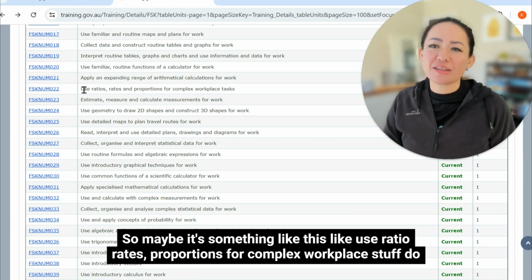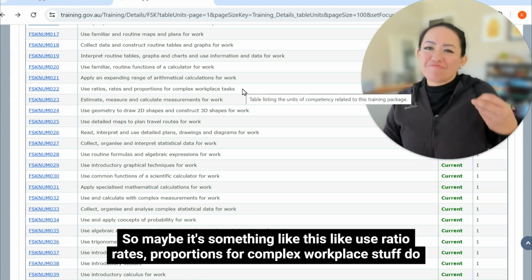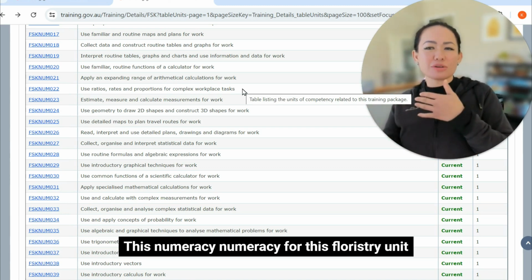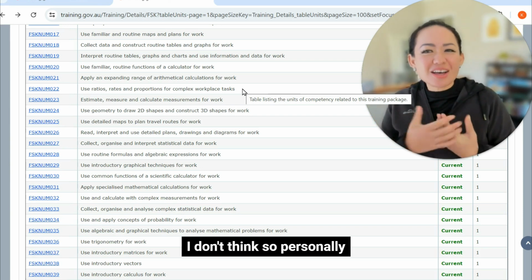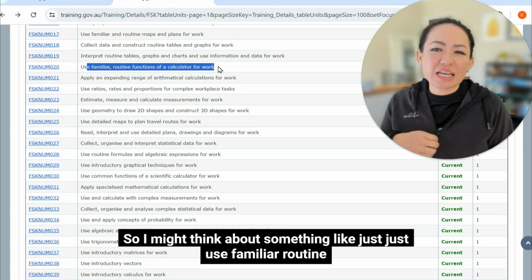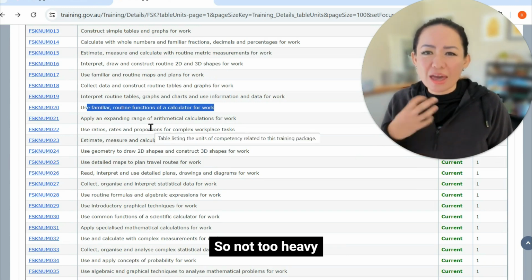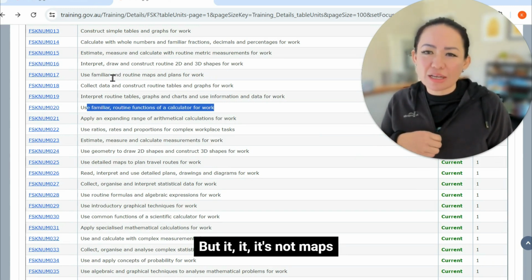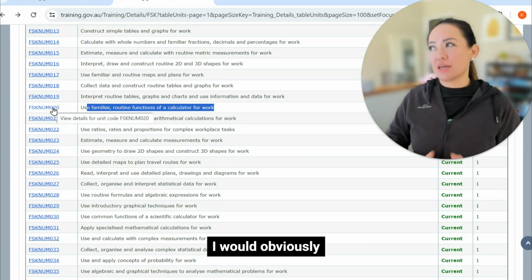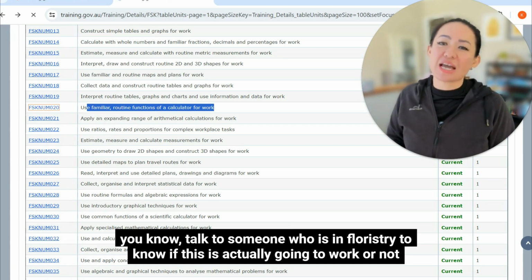So maybe it's something like this, like use ratio, rates, proportions for complex workplace tasks. Do we think numeracy for this floristry unit is complex? I don't think so, personally. So I might think about something like just use familiar, routine calculations, something along those lines. So not too heavy, I guess, but it's not maths. So let's just say, for argument's sake, this is the one. I would obviously talk to someone who is in floristry to know if this is actually going to work or not.